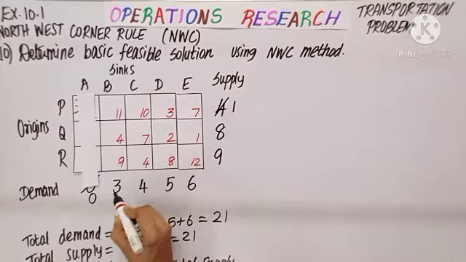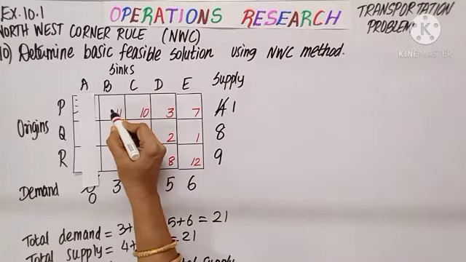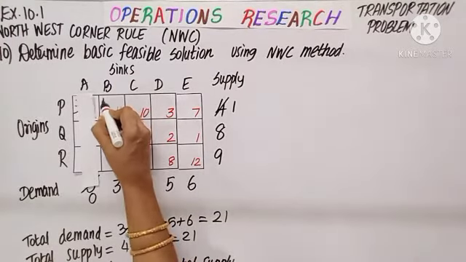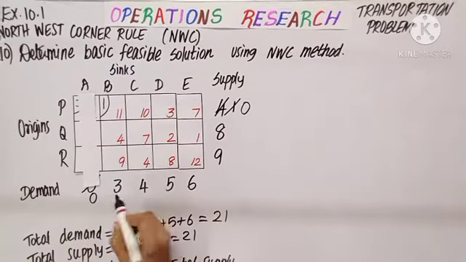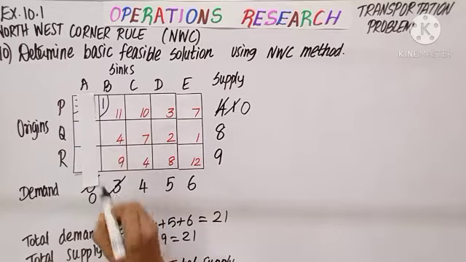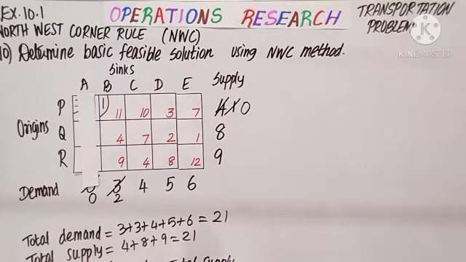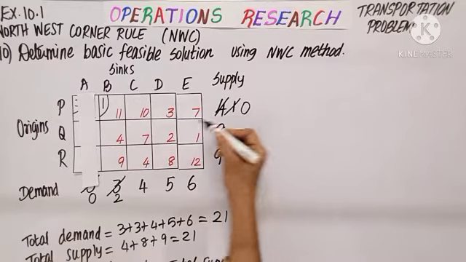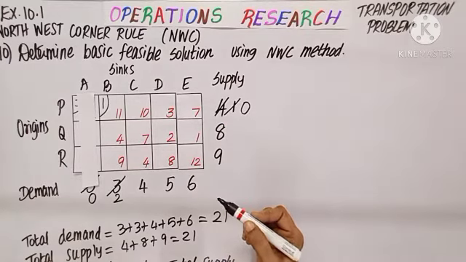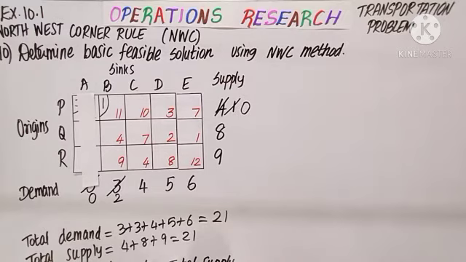1, 3. Northwest. So, I will allocate 1 here. Cancel, it becomes 0. Here, 3 minus 1 will become 2. Now, this is becoming 0. So, first row, we have to hide it. It is done.